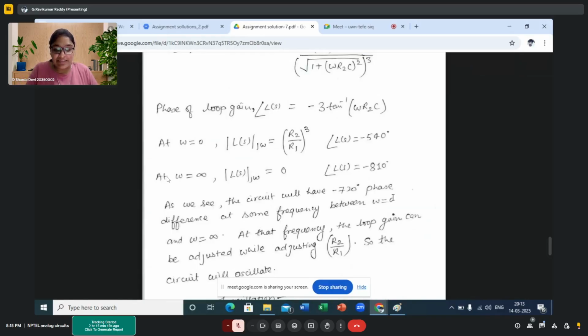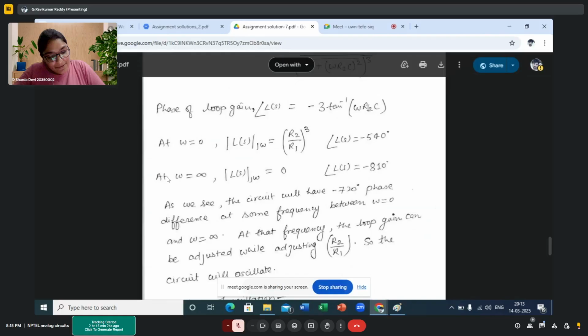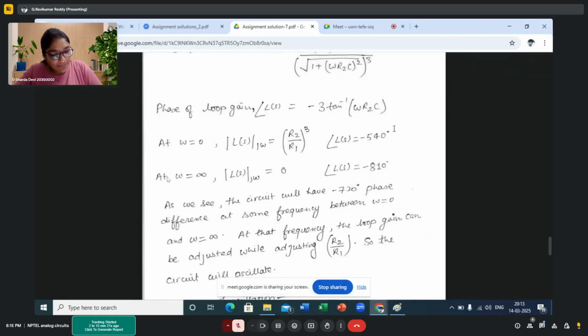When we were discussing, oh, you didn't attend the stability lecture, no? Here I don't know the R2 value and C value. How can I know it will provide that much angle, madam? See, here what is happening is, at omega equal to 0 or s equal to 0, whatever you take, tan inverse 0 is 0, right, madam? Yes, so you are getting minus 3 into tan inverse 0, it is 0 degrees. At omega equal to infinity, tan inverse infinity is 90, so minus 270.